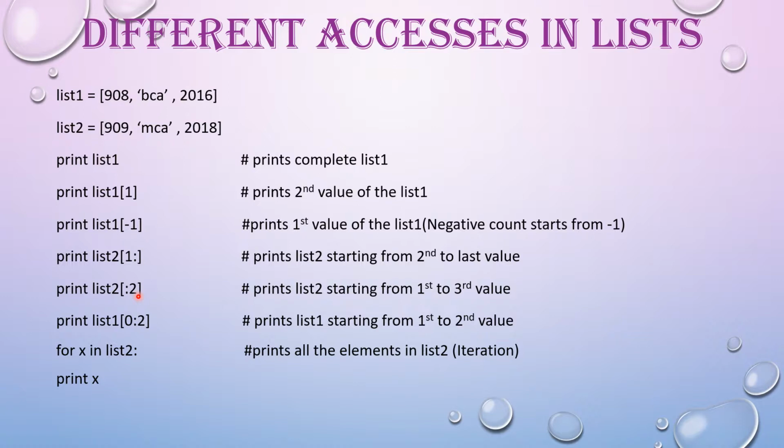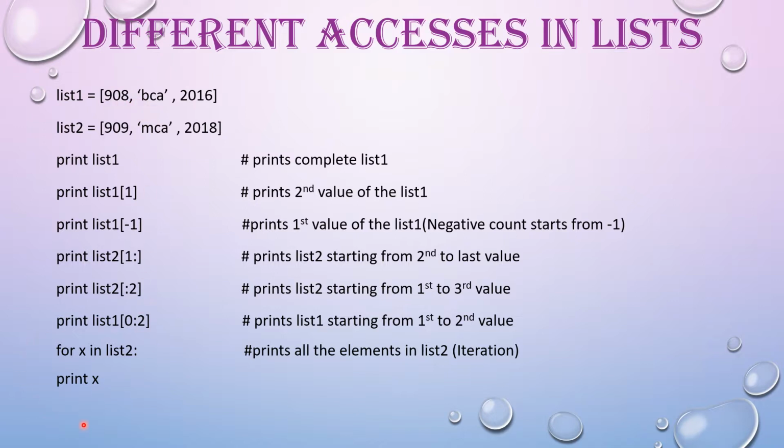Then print list 2 of colon 2. It prints list 2 starting from the first up to the third value, which is not included. It starts from the first value and prints up to the second value. Now we use list 1 of 0 colon 2. Since we have written 0 here and 2 here, it prints the first to second value. So this is the first value and this is the second value, so it prints 908 and BCA.